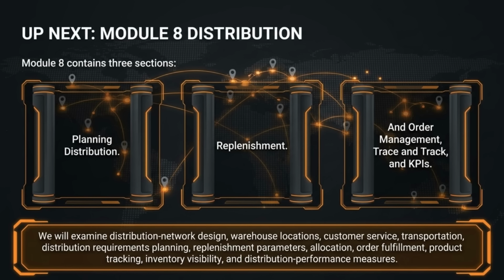Module 8 contains 3 sections: planning distribution, replenishment, and order management, trace and track, and KPIs. We will examine distribution network design, warehouse locations, customer service, transportation, distribution requirements planning, replenishment parameters, allocation, order fulfillment, product tracking, inventory visibility, and distribution performance measures.